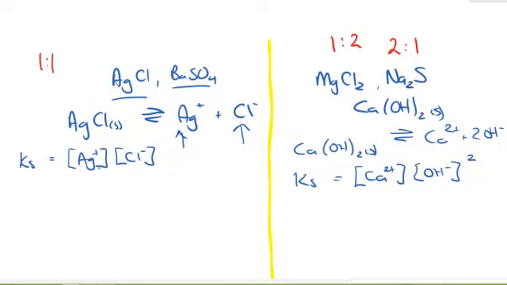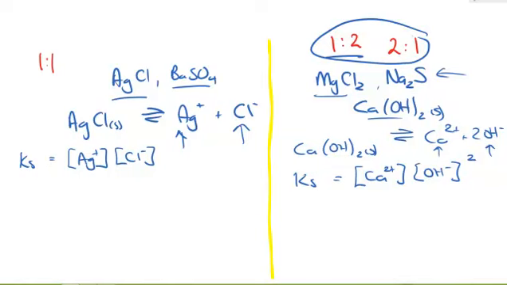And those are reasonably straightforward. Then there's another one where you'll have a 1-to-2 ratio. And that means something like magnesium chloride or calcium hydroxide. You'll get one calcium ion and you'll get two hydroxide ions. With sodium sulfide in this situation, that would be a 2-to-1 ratio. Now, for these two, the calculations are very, very similar, so they basically use the same mathematical expression.